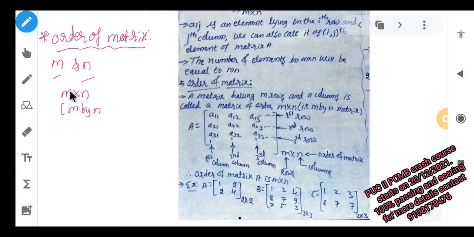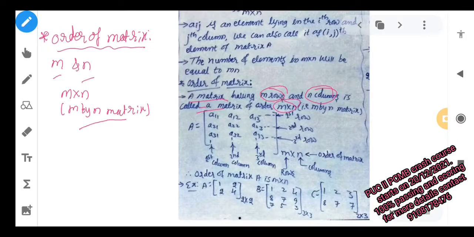You don't usually read it as m cross n. So that is an m by n matrix. Don't read it as m cross n, you have to read it as m by n. Any matrix having m rows and n columns, its order is m by n.